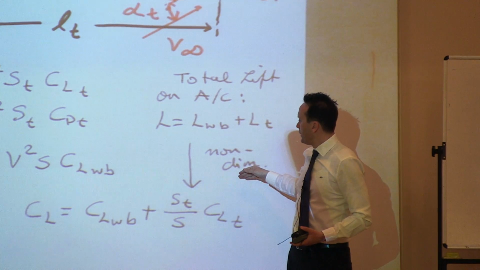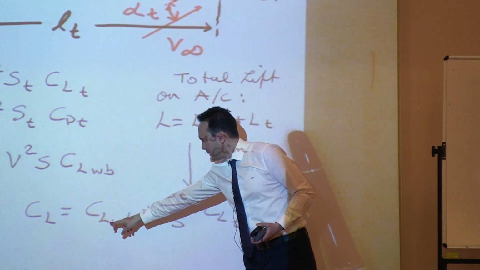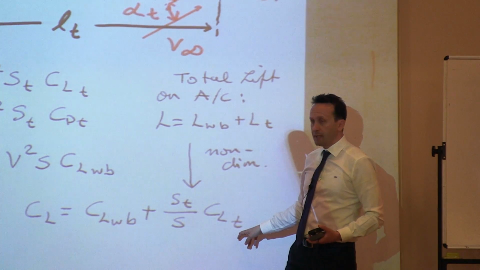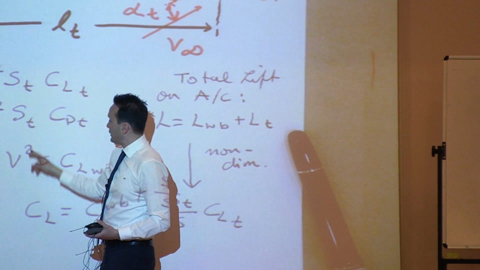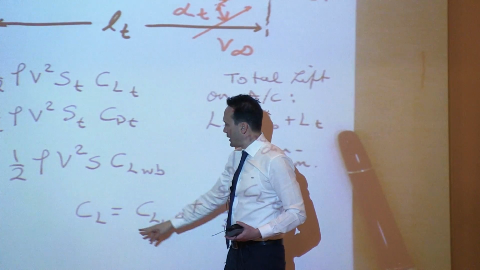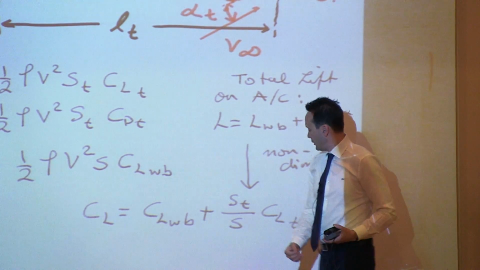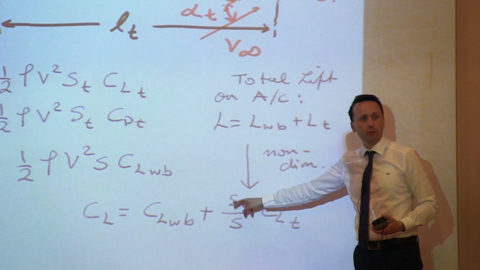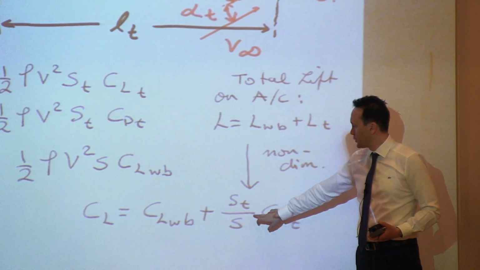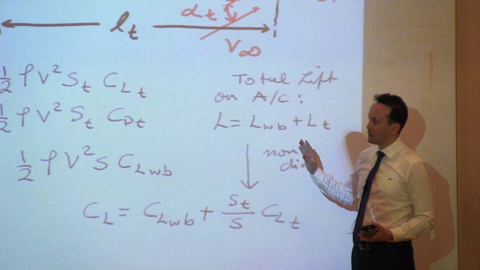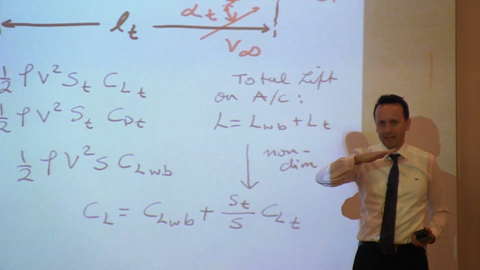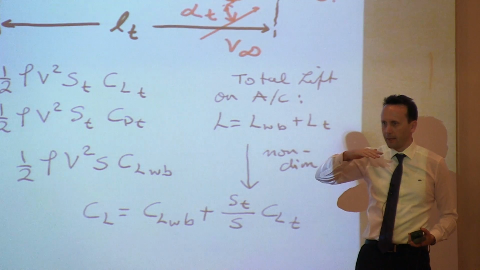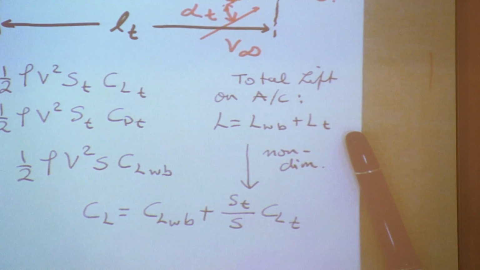But now when you non-dimensionalize it, it will not be CL wing body plus CLT, right? Because one is non-dimensionalized with ST and the other one with S. So if you non-dimensionalize the total lift with S, then you will have an ST divided by S on this side. Okay, that's where this is coming from. So this is the total lift. But what we are really interested in at the moment is not necessarily the lift, right? We really need to see what's happening to the moment that comes from the tail rotor.